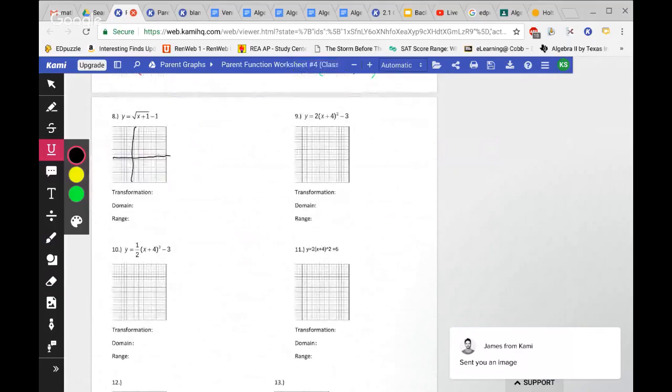Okay. All right. So the square root, we're going to be shifted left 1. So it's still going to remain the same shape. So left 1 and then down 1. And once again, kind of an ugly graph. So the transformation is left 1, down 1.